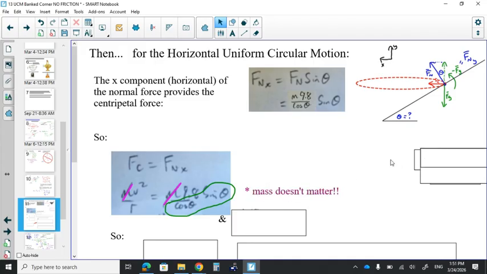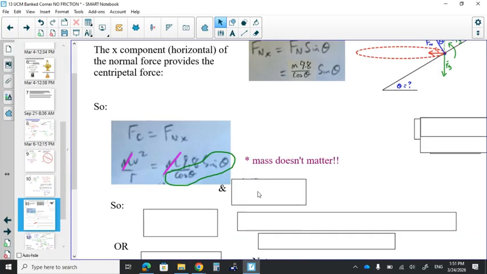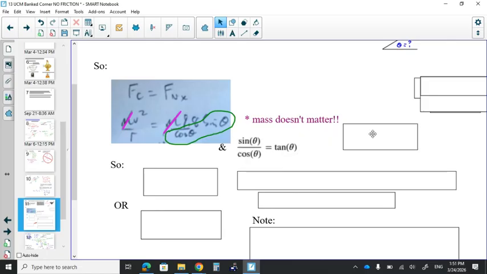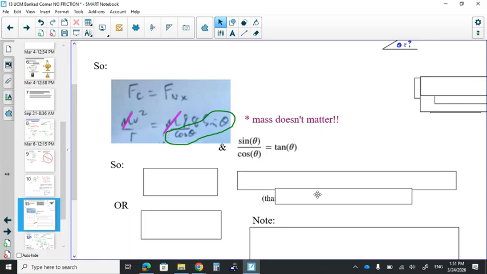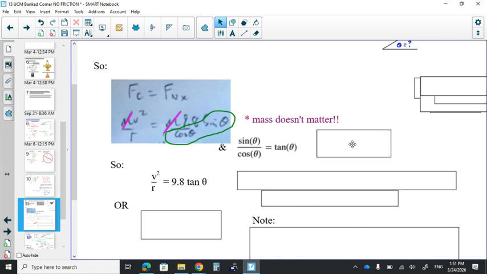So when engineers are designing a roadway, they don't need to worry about the mass of the vehicle. They don't have to design the angle for a particular average weight or mass of a car. The masses don't matter because all objects accelerate due to gravity at the same rate. So it makes sense. Then we can notice that sine theta over cos theta is the same as tan theta. That little trig identity is going to help us. So really we're getting v squared over r equals g times tan theta, or 9.8 times tan theta.